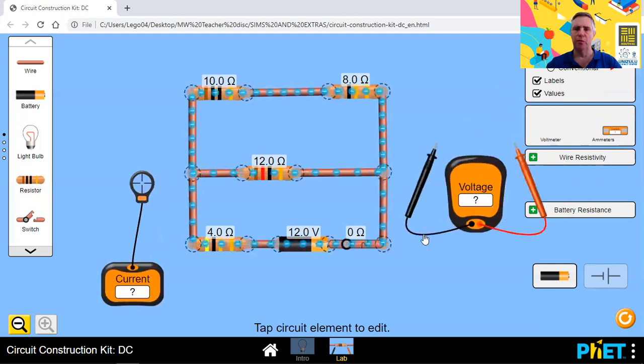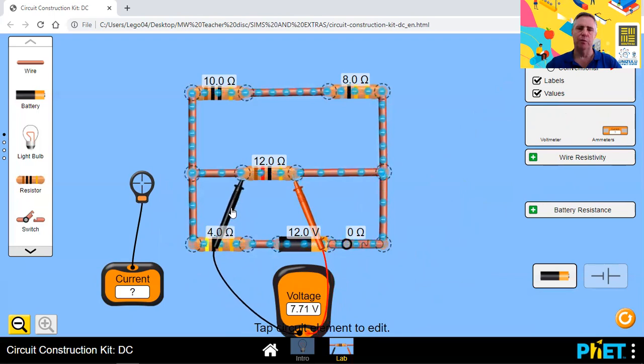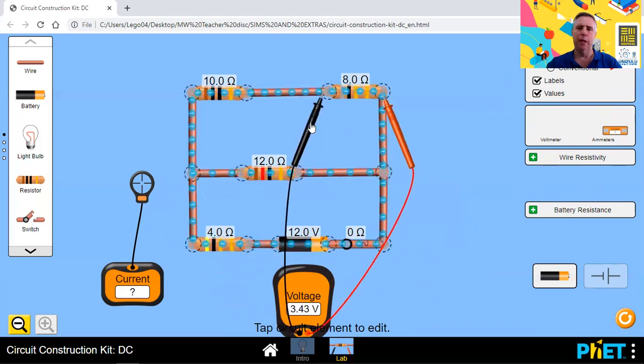Let's check voltages because we can also measure that. And of course, the voltage across the battery, just need to get it accurately here. Voltage across the battery is 12 volts. Now, if we measure the voltage across the 12 ohm resistor, because there's this 4 ohm resistor, it's less than that, 7.71. And you see, just by moving these probes, we can accurately measure the voltage at any point in the circuit.